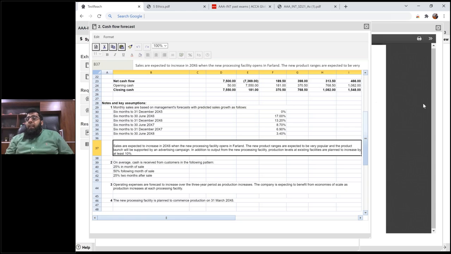Yes, one student has asked that, sir, the inflation data and all these things are not considered. Obviously, this also makes the data incomplete. Yes, one very good point identified by the student. It also needs to be considered what the credit practice is which is being offered in Farland. This is not considered.